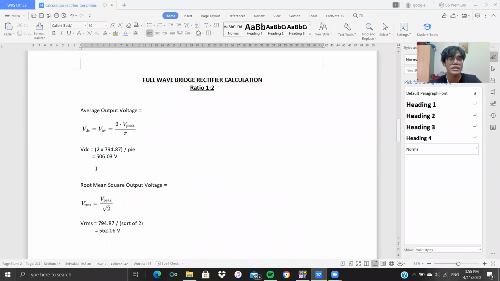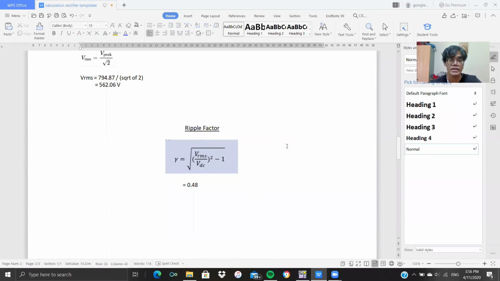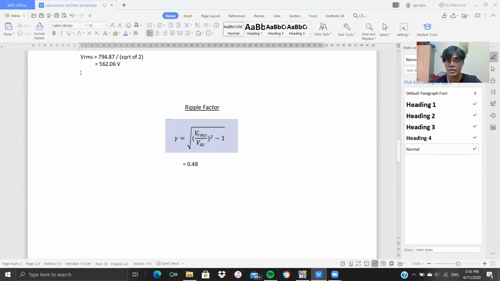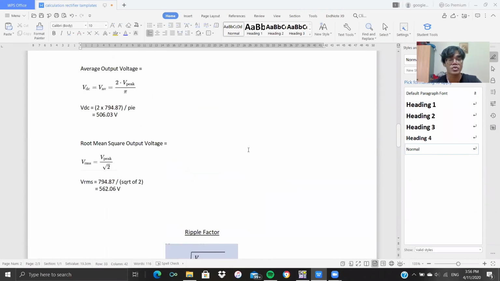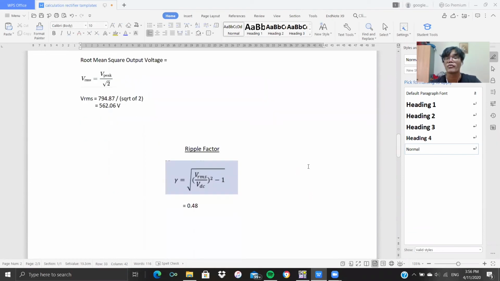Likewise, my VDC should get 506.03 voltage. Meanwhile, for my VRMS, I should get 562.06 voltage. For the ripple factor, by using the calculation of the value that I got for VRMS and also the average output voltage, I should get 0.48.